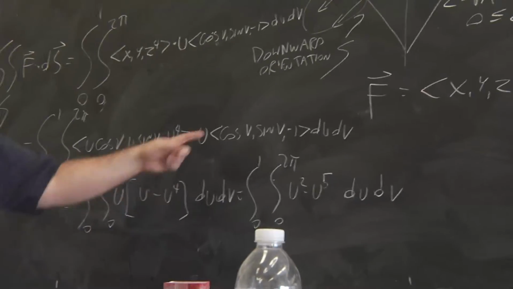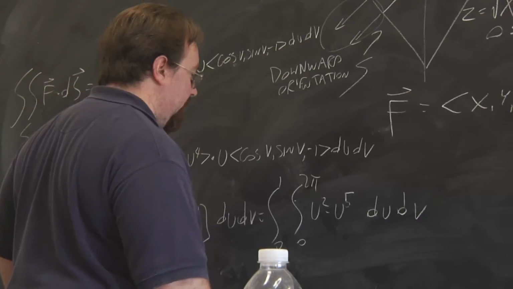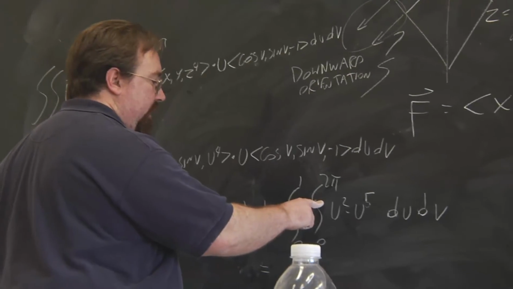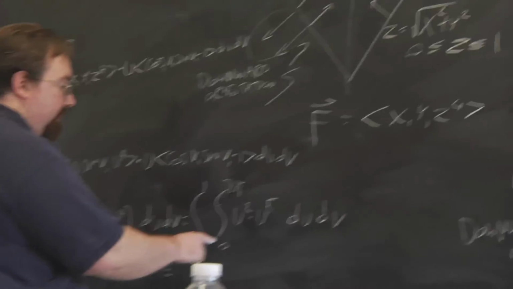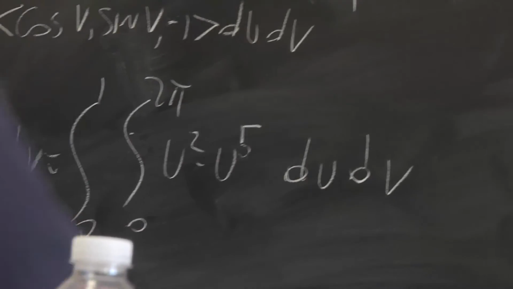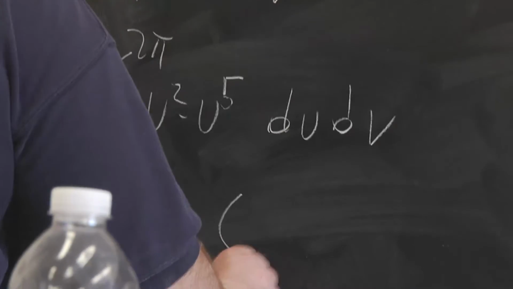Now, we have no dependence on v whatsoever. So when we integrate, because of that, we can actually pull everything with respect to u out. We really have the integral from 0 to 1 of u squared minus u to the fifth du, times the integral from 0 to 2 pi of 1 dv.